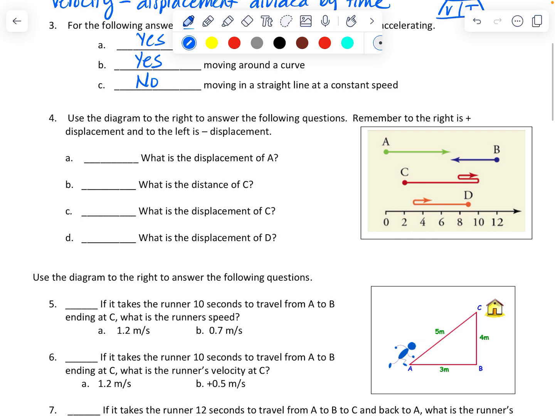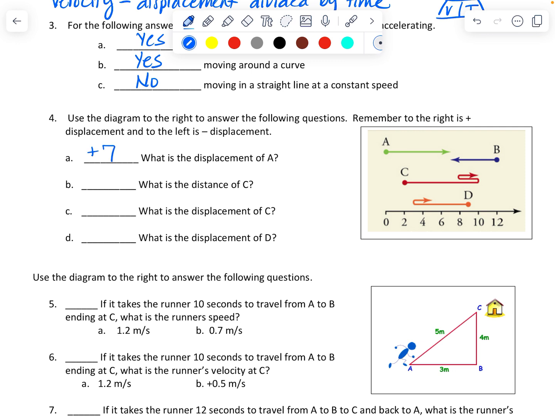Okay, next one, we're going to compare displacement and distance to the right. A couple of things to remember here. To the right is positive displacement and to the left is negative. So the displacement of A, and you may need to set like a ruler here to see, A is starting at 0 and going to 7 there. I didn't draw that very clear. So from 0 to 7 to the right, that's going to be a positive 7.